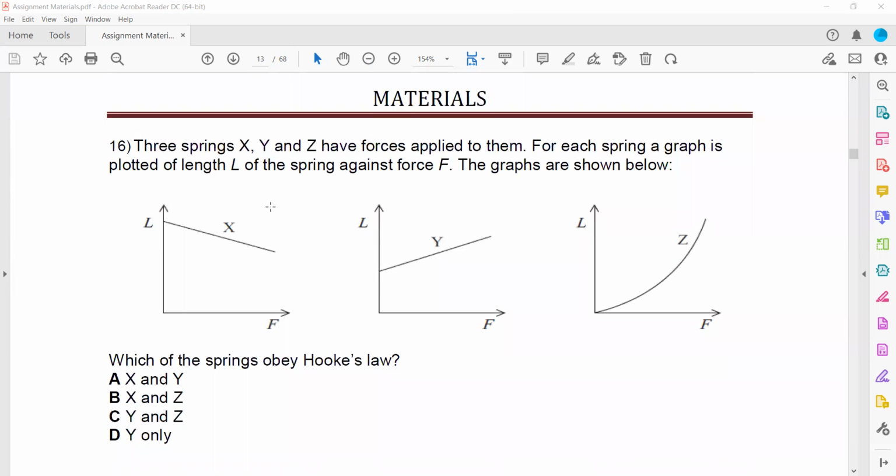Then three springs X, Y, and Z, and this is a graph for length. When force and length is a straight line, it means here force and compression are directly proportional. Here force and extension are directly proportional. But if it is a curve, it means force and extension are not directly proportional. So which two are obeying Hooke's law? X and Y, because force being directly proportional to compression or extension is the relation for Hooke's law. So these two graphs are correct, but this one is not. So A will be the answer.